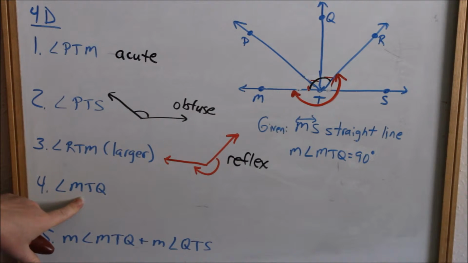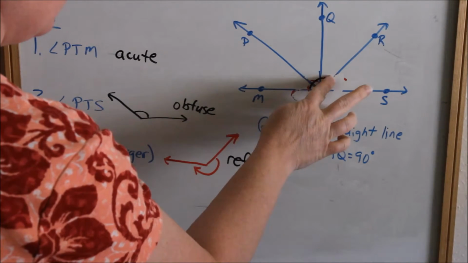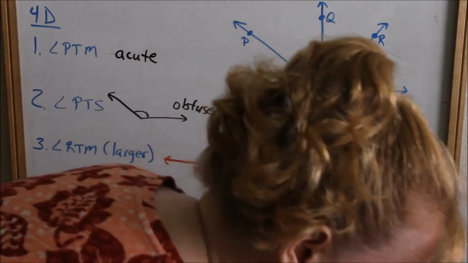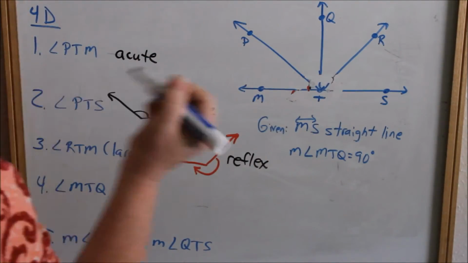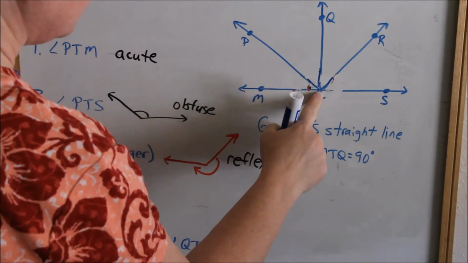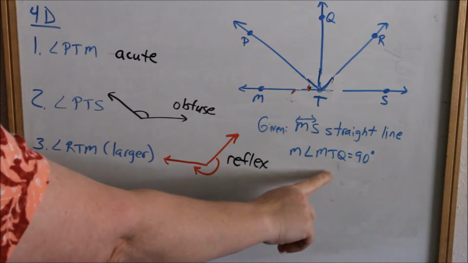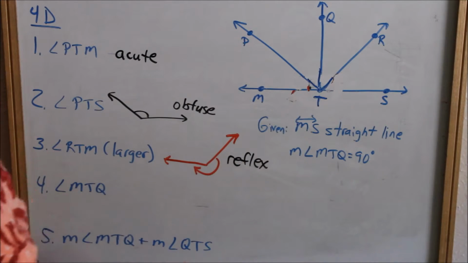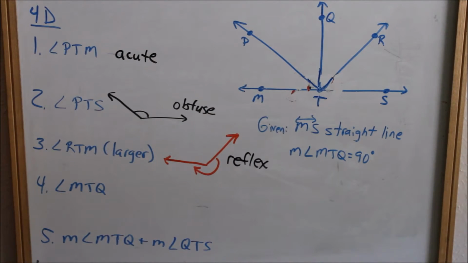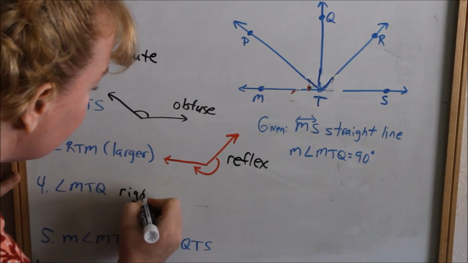Now let's look at angle MTQ. Erase all my lines over here. Okay, angle MTQ. Well, we actually marked it earlier. You can even look over here in the given. Angle MTQ is 90 degrees. So MTQ is 90 degrees. What kind of angle do we call an angle that's 90 degrees? It is a right angle.